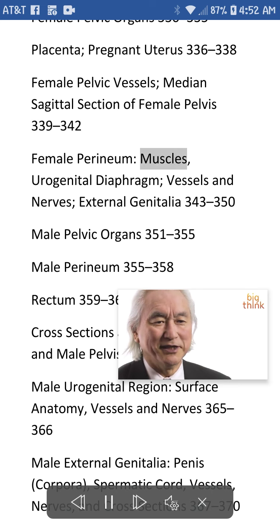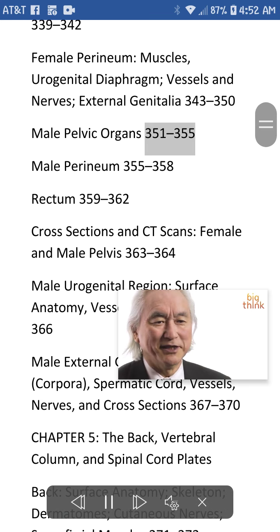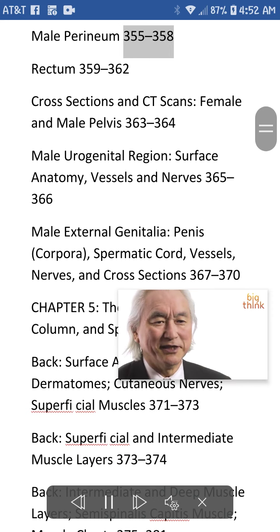Female perineum, muscles, urogenital diaphragm, vessels and nerves, external genitalia 343 to 350. Male pelvic organs 351 to 355. Male perineum 355 to 358. Rectum 359 to 362. Cross sections and CT scans, female and male pelvis 363 to 364.